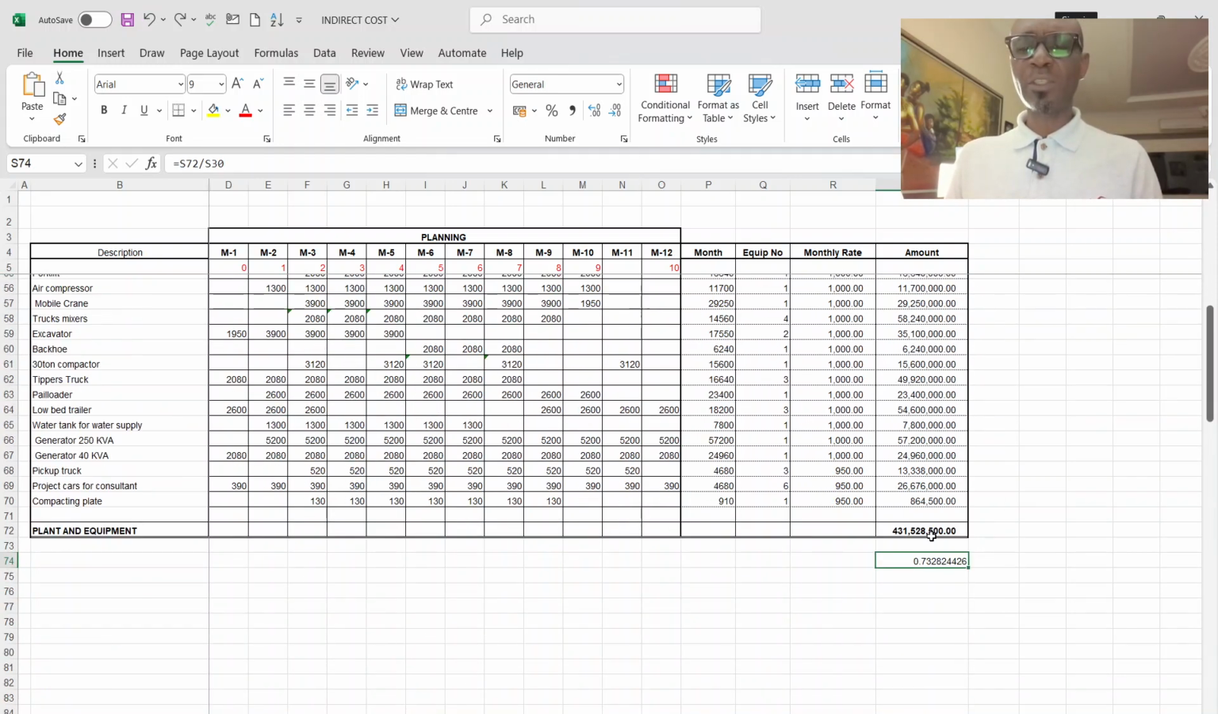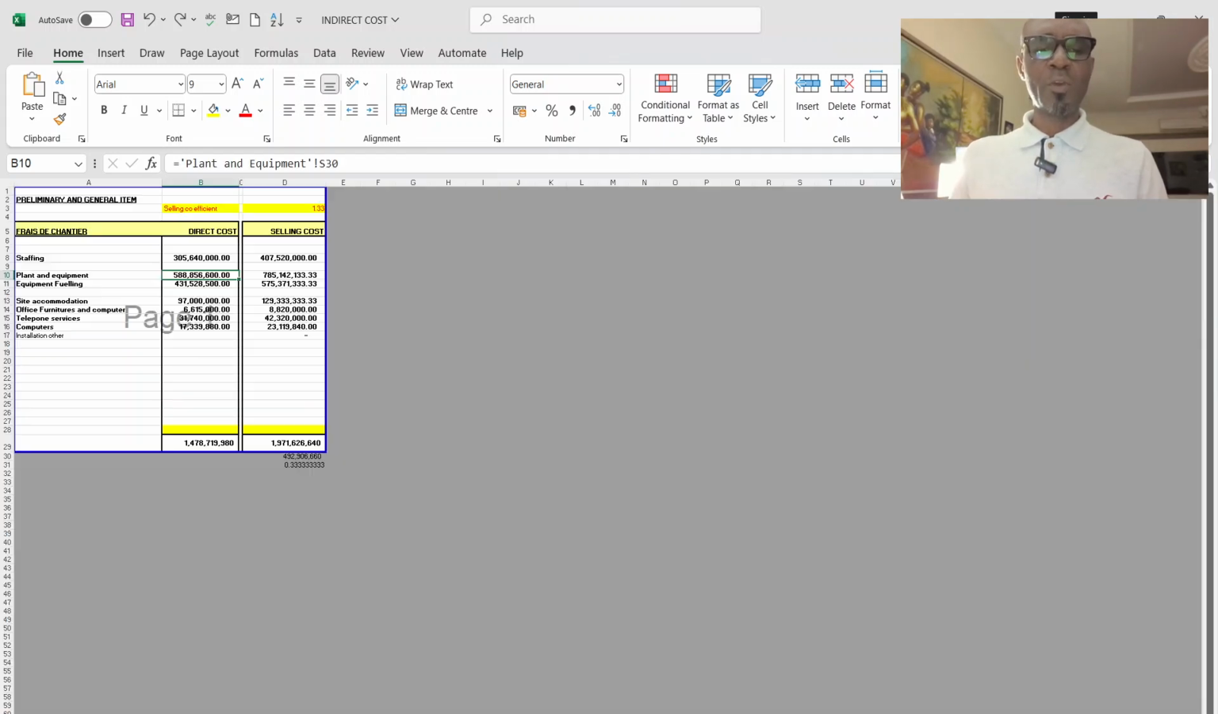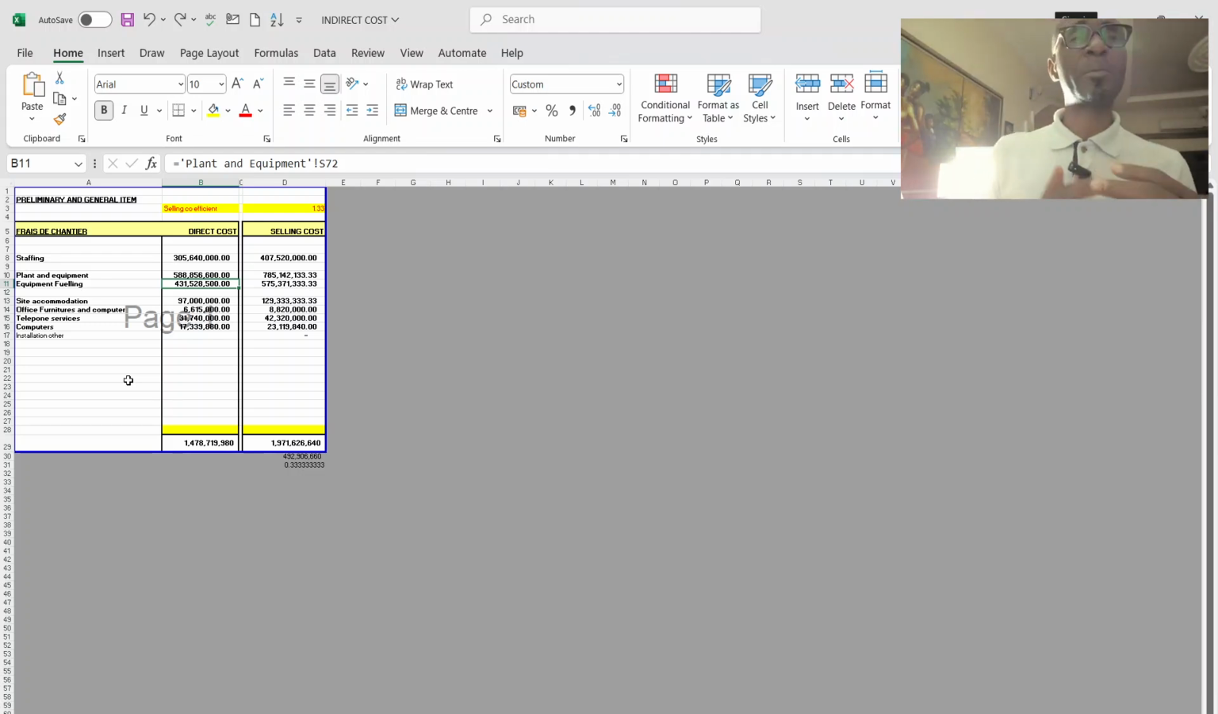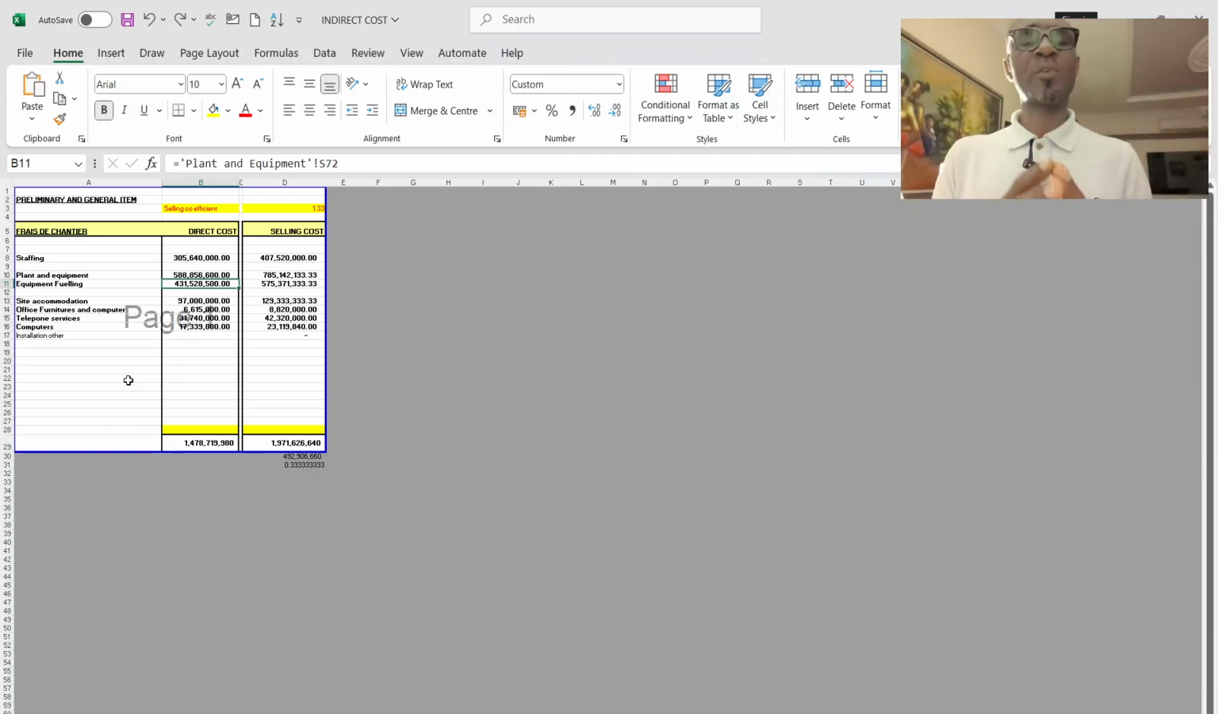So now that we have gotten 431 million as the cost of fuel, we come to the first summary sheet. We link it to the location where the fueling is. Just like I said, this item ought to have been together. They are not supposed to be separated on the preliminary sheet. You just see plant and equipment, meaning that the cost of the fueling and the plant is supposed to be together. But I did this just for us to have a better understanding.